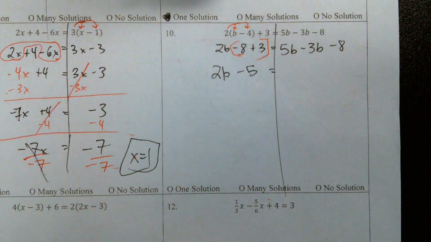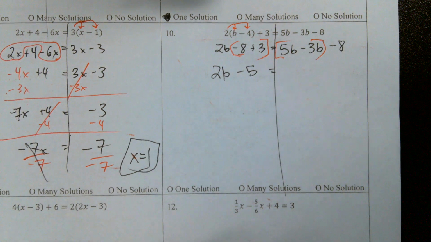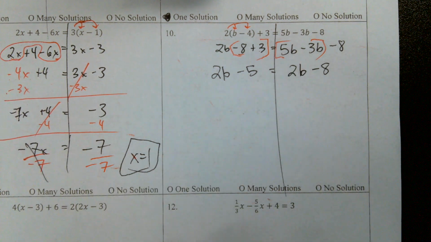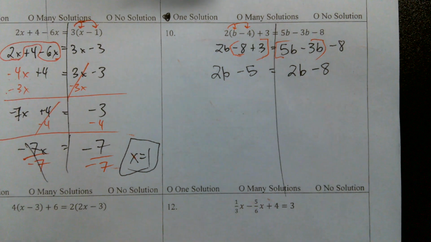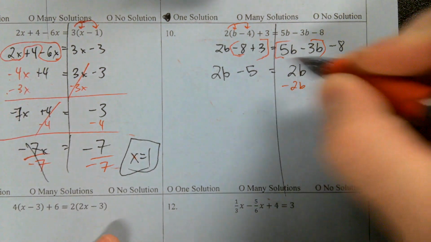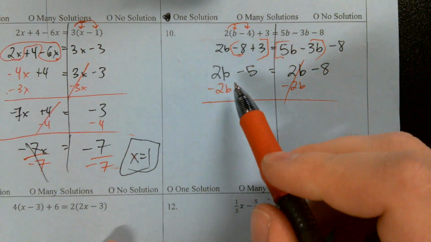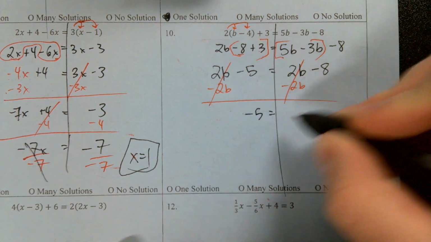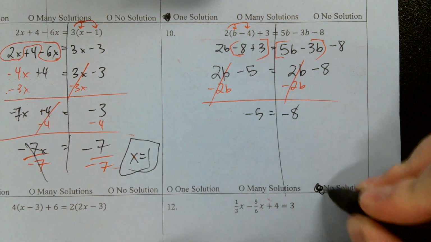Is there anything I can combine on the right? 5b minus 3b, which gives me 2b minus 8. What do I do now? Subtract 2b from both sides. These 2b's cancel out. What about these 2b's? They cancel out as well. What am I left with? Perfect. Is that true? So what's my answer? No solution.